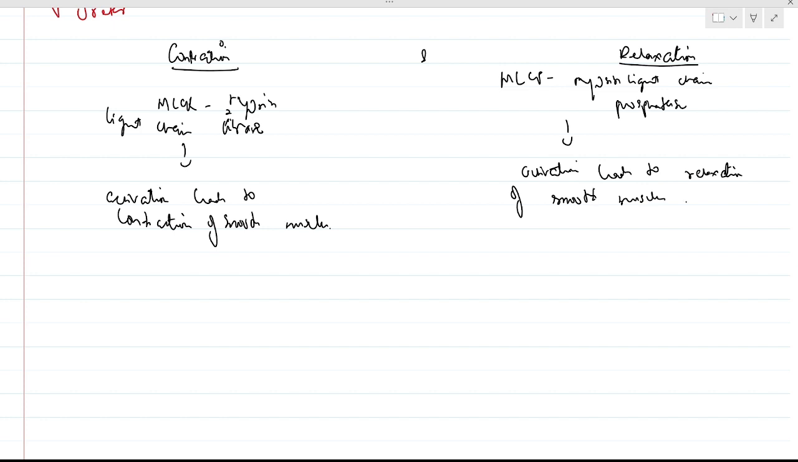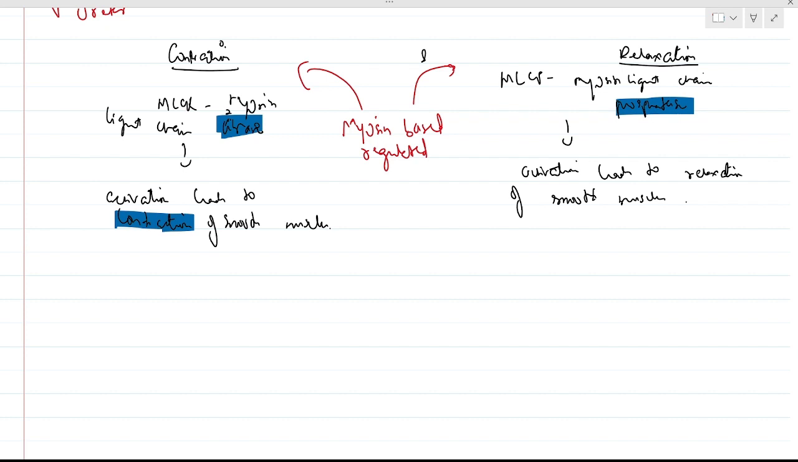Okay, so we have two things. From this we came to the conclusion that both contraction and relaxation are myosin based regulation. For contraction we have myosin light chain kinase, and for relaxation, phosphatase. Kinase activation leads to contraction, phosphatase activation leads to relaxation. Now for this relaxation we have a next important point.